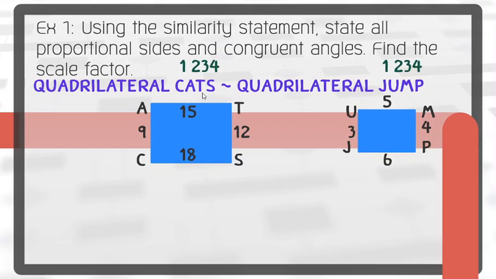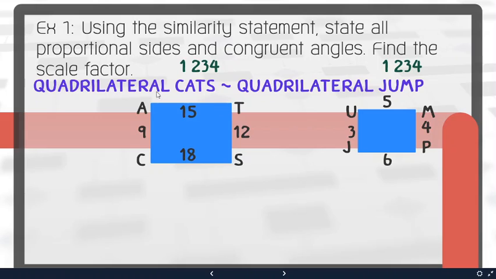Okay, so just like when we did congruent figures, I'm going to number. So we have quadrilateral CATS is similar to quadrilateral JUMP. Clever, right? CATS JUMP. Get it?